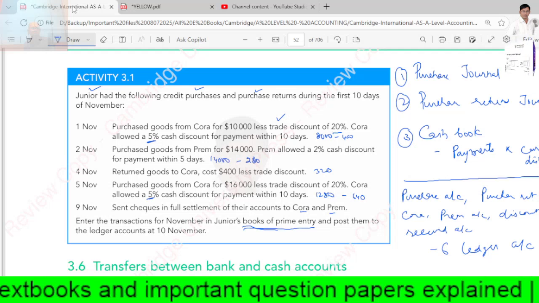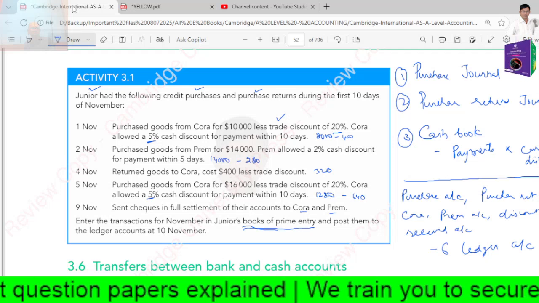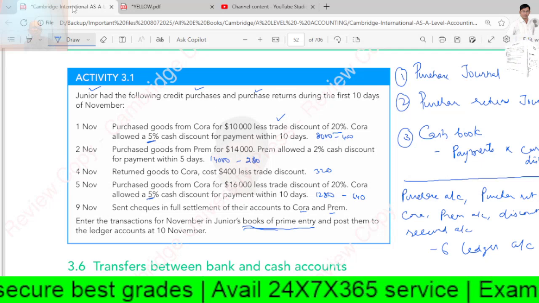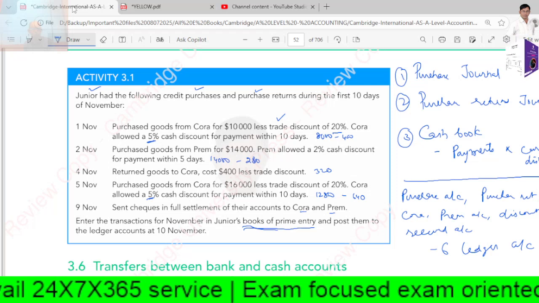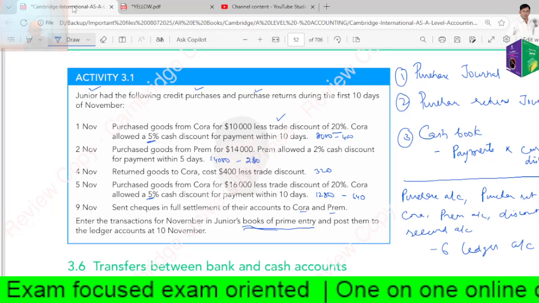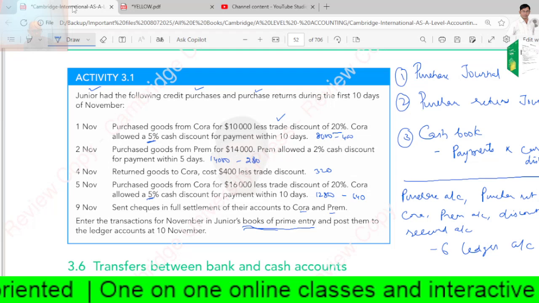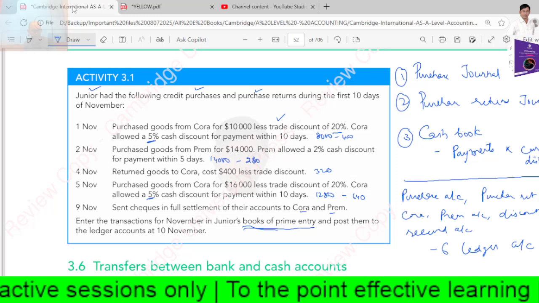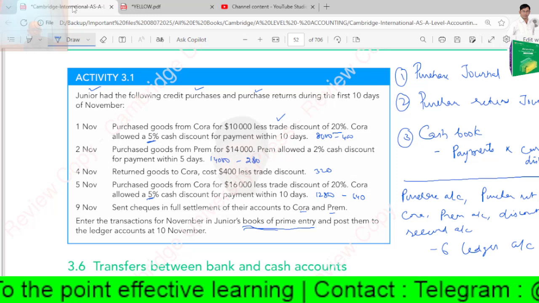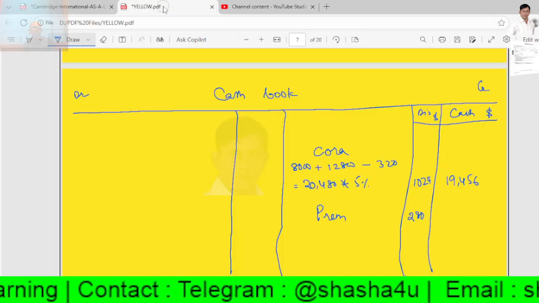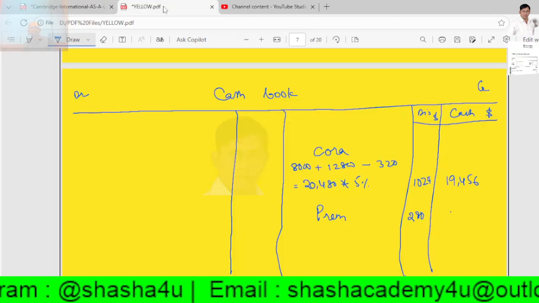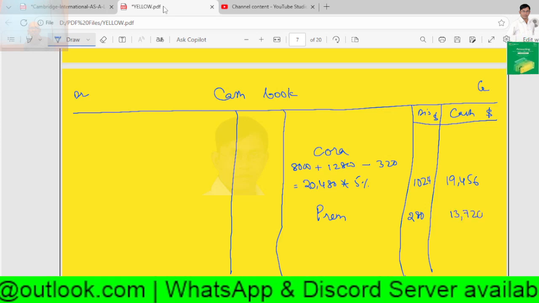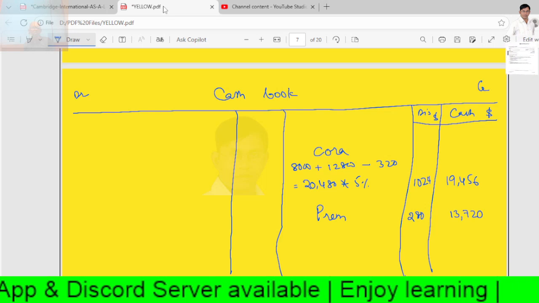14,000. Frame 14,000 minus 280, 13,720. So you have to pay 13,720. So this is the amount you have paid to Frame.